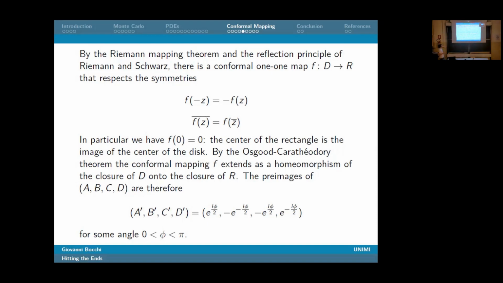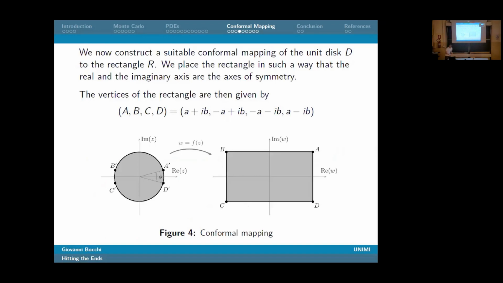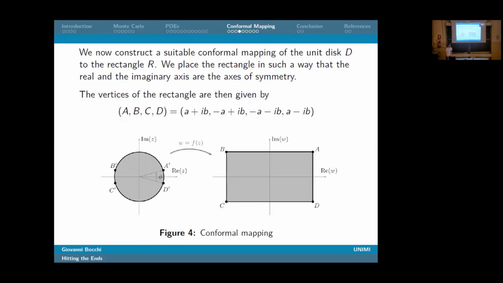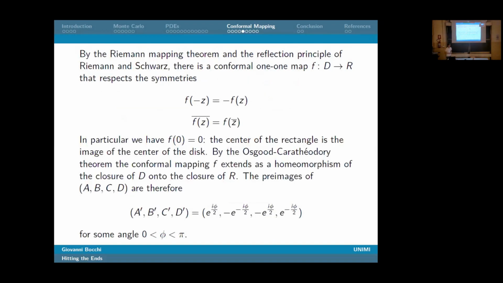And lastly, by this other result, by Osgood and Carathéodory, we have that the conformal map F extends as a homeomorphism of the closure of D onto the closure of R, because the Riemann mapping theorem only ensures that we have the map from omega, which is open, to D, which is also open. But to speak about the images of the corners and the edges of the rectangle, we should have also something that is continuous up to the boundary.